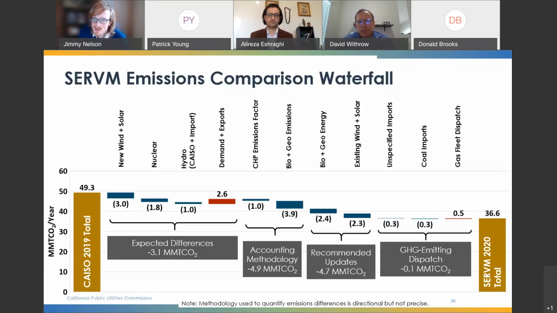So the main thing to take away from this slide is that it looks largely like the Resolve emissions waterfall. After this meeting, you can go back and forth between the two, but you'll see that they are mostly the same. Next slide.